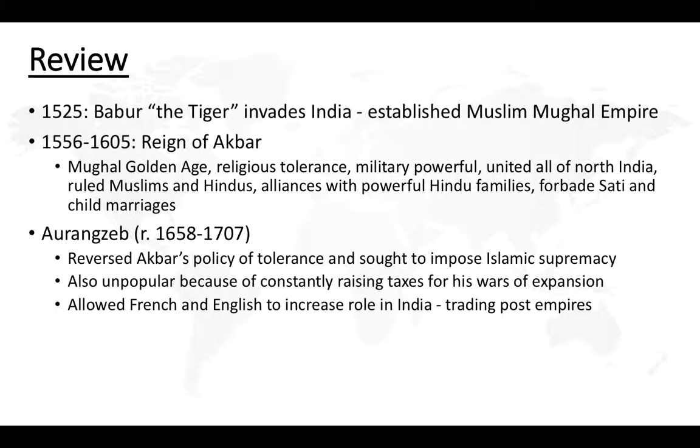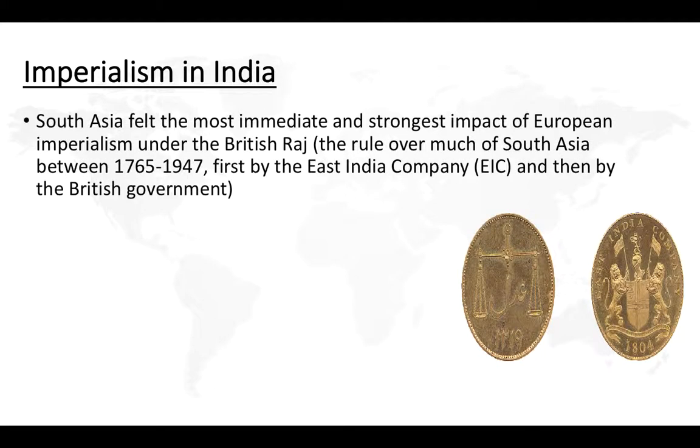And then after Akbar, there was another Mughal leader who's going to really be the complete opposite. He reverses Akbar's policy of tolerance. He imposes Islamic supremacy over India. And he's going to allow French and English to increase their role in India as trading post empires. So this is kind of what leads to what is going to be the imperialism in India.